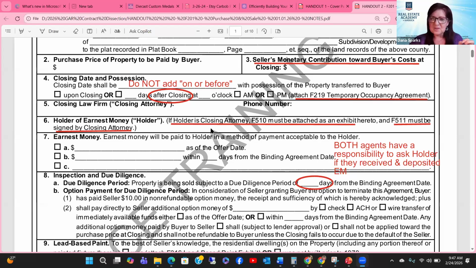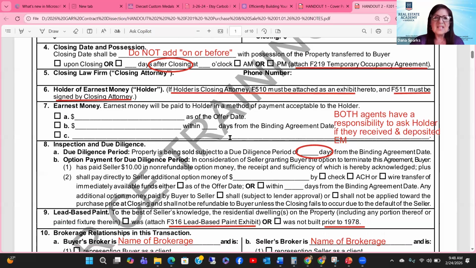So if you have a closing attorney that is going to be the holder of the earnest money, and there are a lot of responsibilities there, then the F510, and we'll cover this, is where the buyer and seller agree to that. The F511 is not part of the contract. It is a standalone agreement where the closing attorney says, yes, I agree to fulfill all those responsibilities.